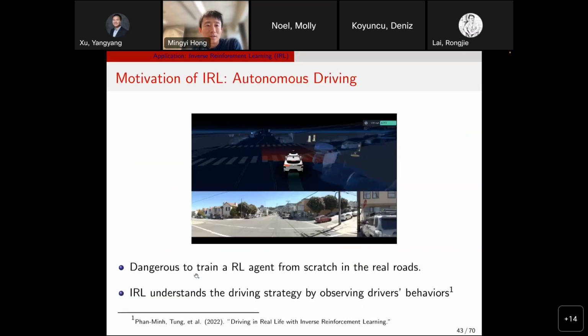One interesting application of this is autonomous driving. It's very dangerous to just train an RL agent and let it interact with the system and drive directly on the road. So you want to collect a lot of human expert samples and try to mimic how humans drive.